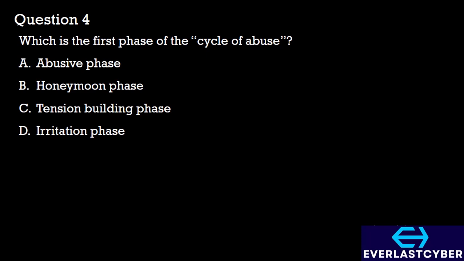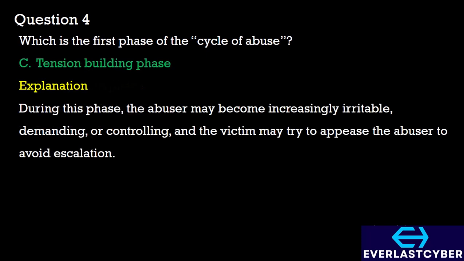Option D, irritation phase, is not a recognized phase in the cycle of abuse. So our answer here is option C. The tension building phase escalates until it eventually erupts into the abusive phase, which is the second phase. So we generally have the tension building phase, the first phase, the abusive phase, which is the second phase, and the honeymoon phase, which is the third phase.